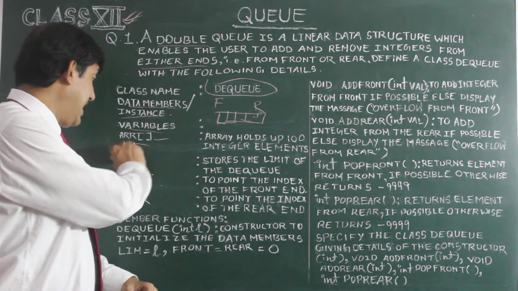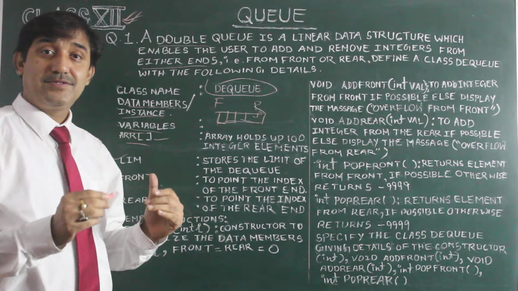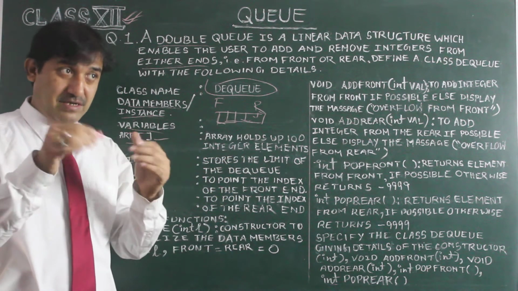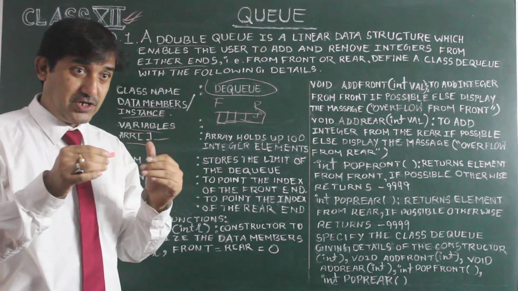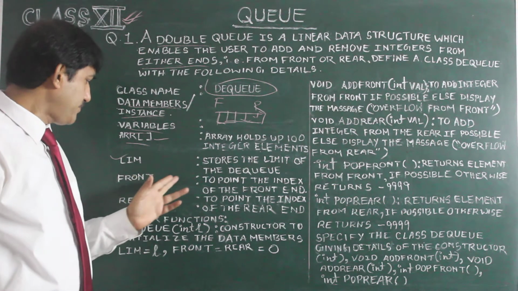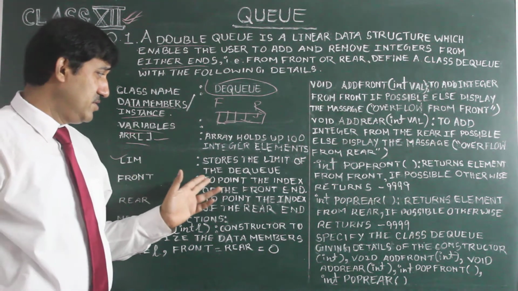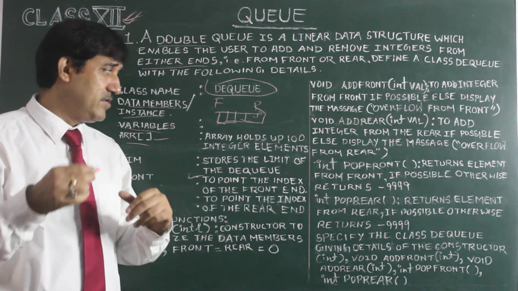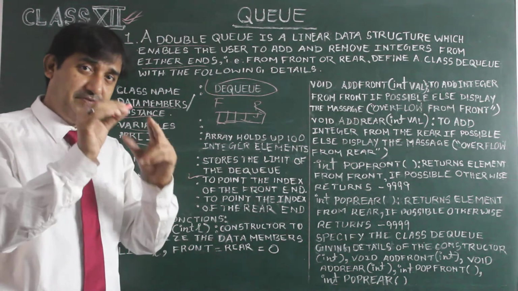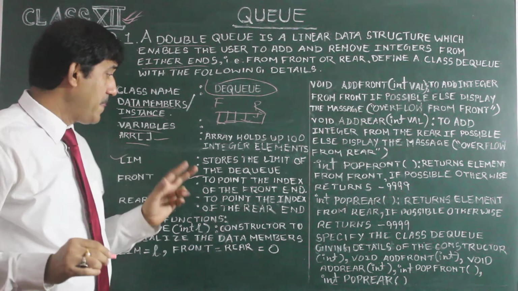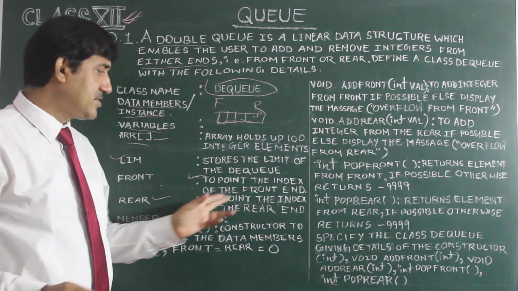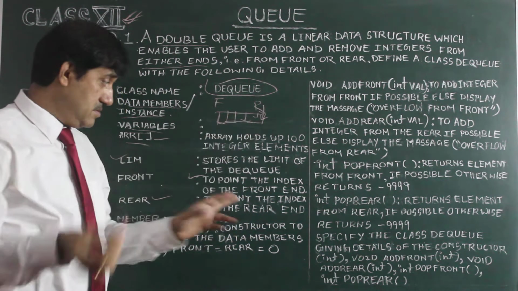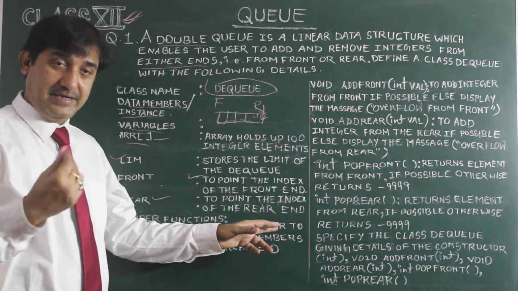But now lim is there, that is a limit. What limit should you give? It stores the limit of the Deque, means how much limit you will be giving to the Deque. And next you have the front, that is to point to the index of the front end, the first position. And the rear, that is to point to the index of the rear end.